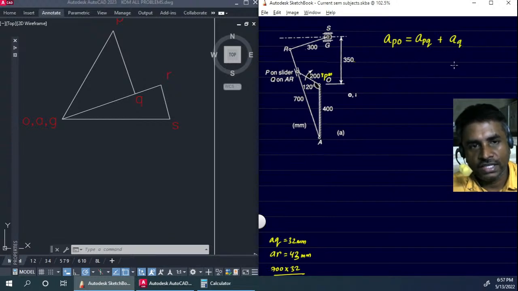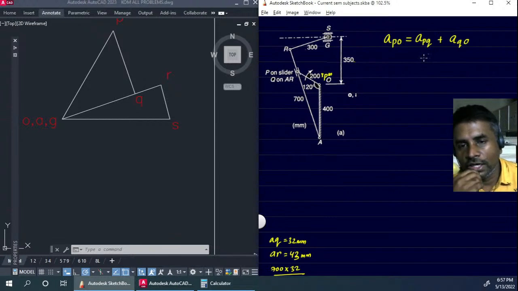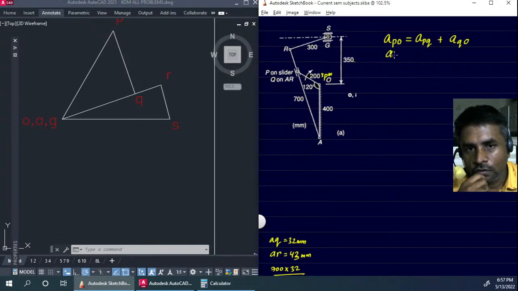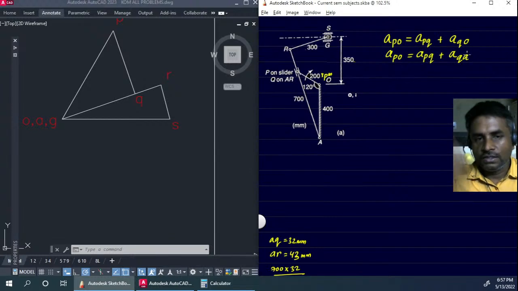In this case, we'll have to take it as O for now, and both O and A are fixed, so we can take it in any order we want. So we can just transform it like velocity of P with respect to O, velocity of P with respect to Q, and that's acceleration of P with respect to Q plus acceleration of Q with respect to the point A. Because O and A are both fixed, we can take it like that.